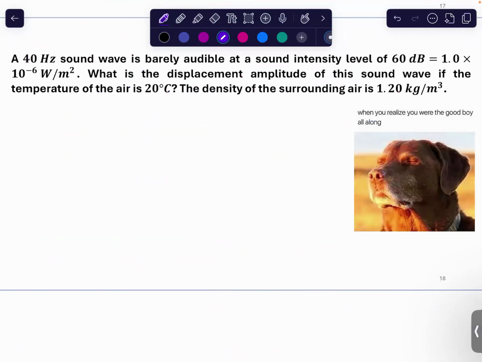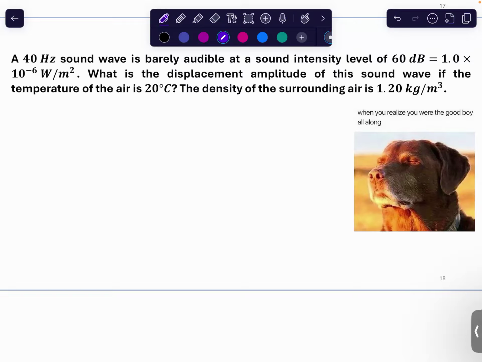Okay. So now let's use this concept of intensity. You have a 40 hertz sound wave, which is barely audible at that intensity of 60 decibels. Here's a new unit for you: decibels. We'll talk more about that. It's represented with a beta. 60 decibels equals 1 times 10 to the negative 6 watts per square meter. So you see that that's where the A went.